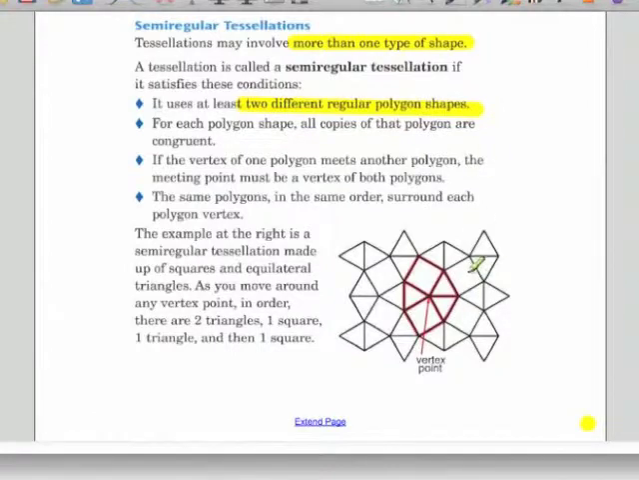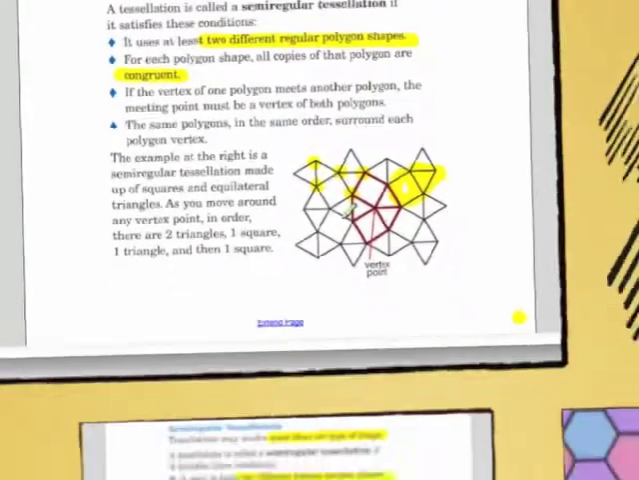If you look down below, we've got the square. Okay, and we've got a triangle, but they're both regular shapes. For each polygon shape, all the copies of that polygon are congruent, so there's no big triangles and small triangles. They're all the same size and shape, the triangles, and the squares are all the same size and shape. If the vertex of one polygon meets another polygon, the meeting point must be the vertex of both polygons. So same as before, we're not lining up vertexes with the middle of a side, okay? They have to meet all at the same spot. So you can see where I highlight these, it's a bunch of corners coming together, no corners and sides.